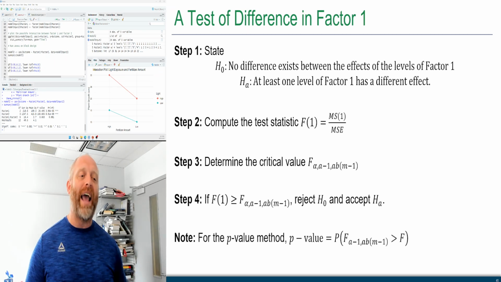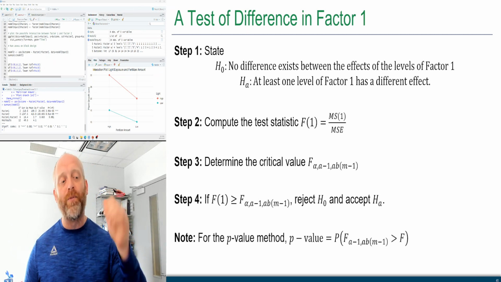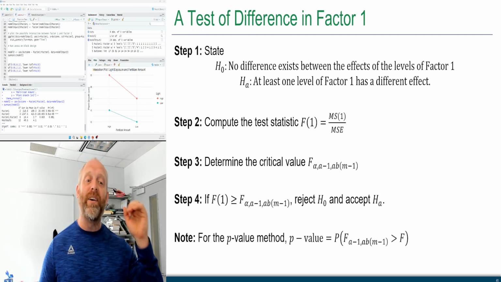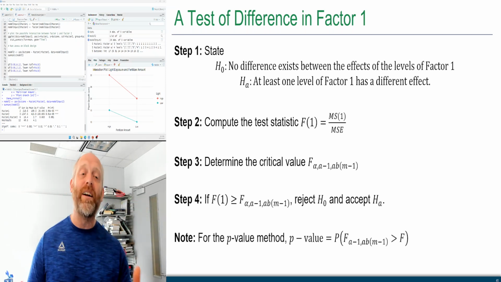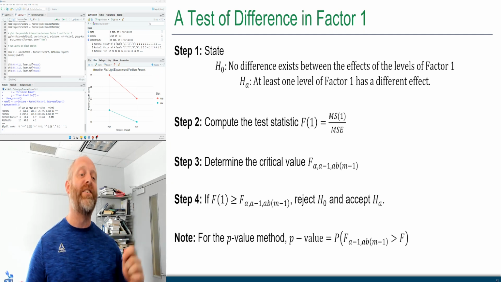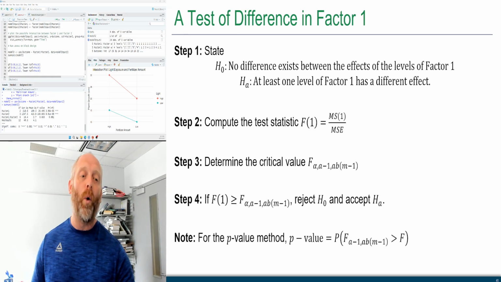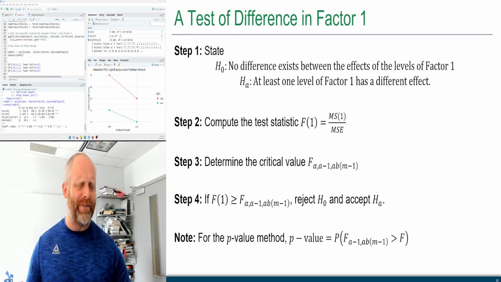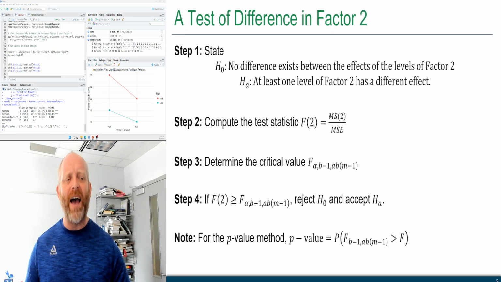So if I'm looking at my F statistic, what is my degrees of freedom for my MS1? What is the degrees of freedom for my MSE? My denominator is always going to be the same. My numerator is going to change. And then whether or not I reject or fail to reject the null hypothesis, I can do this using either the critical value or I can do this using the p-value. So no difference there.